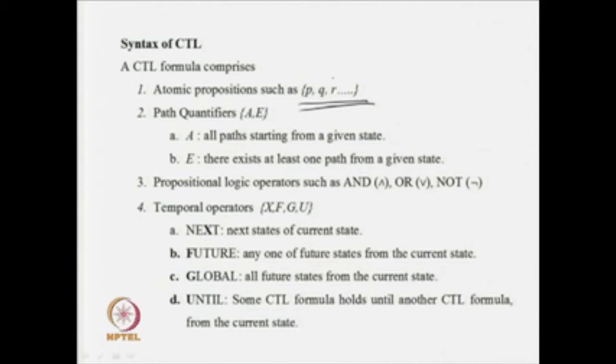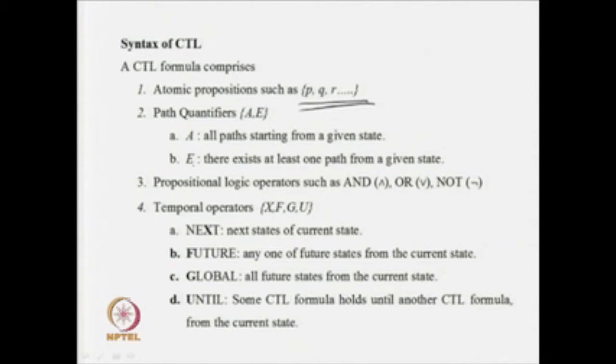Next, we have path quantifiers, represented as A and E. A means in all possible paths. So, in a particular state, if we go for all possible paths, then we quantify it by the path quantifier A. Similarly, E is another path quantifier which says that there exists a path. If we are interested in a particular path, then we look for this there-exists quantifier.